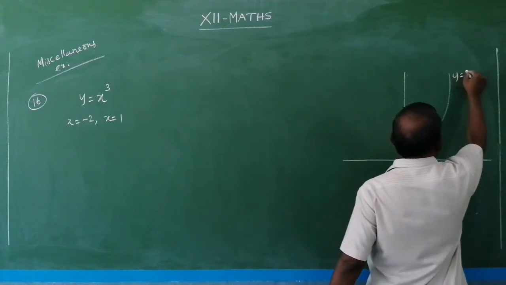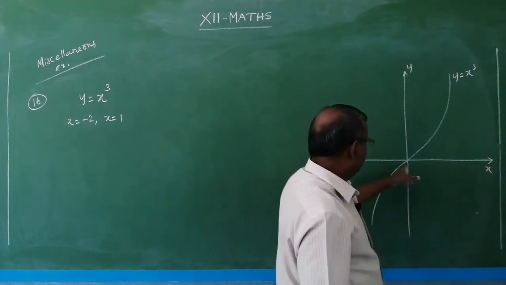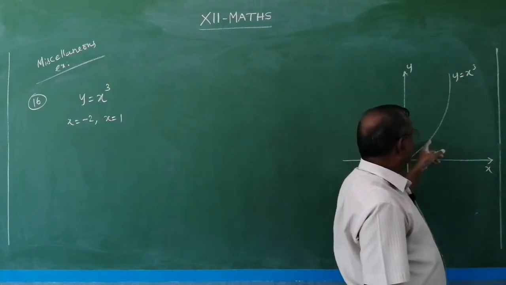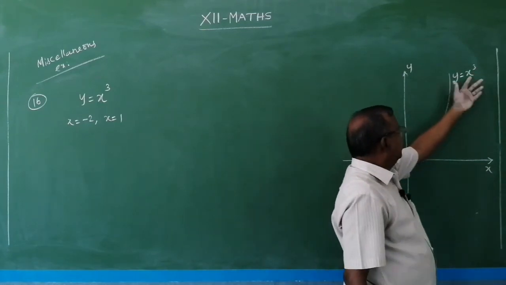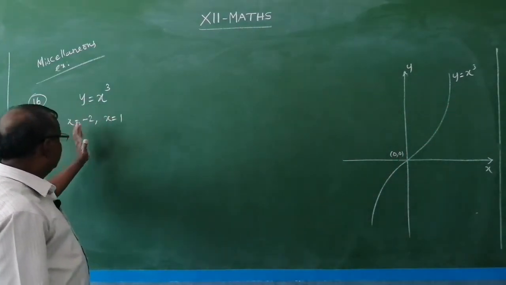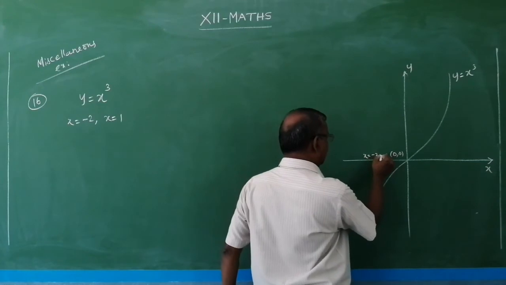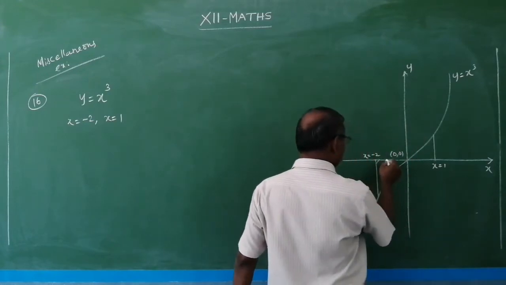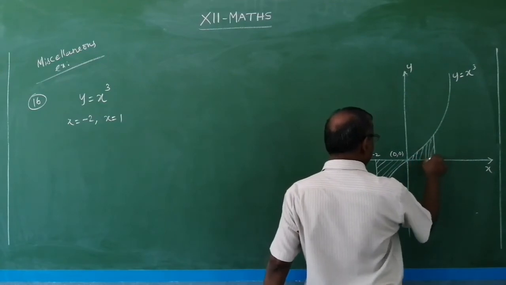So, this is y equal to x cube, y axis, x axis. Here it passes through the origin 0, 0, and both are positive in the first quadrant because it is an odd power, and both are negative in the third quadrant, again because of the odd power. Now we are given the ordinates minus 2 and 1. Let it be x equal to minus 2, and here x equal to 1. So the region whose area is needed, I have shaded like this.